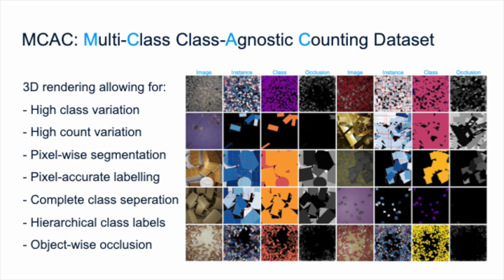To facilitate work into multi-class class-agnostic counting, we introduce MCAC. MCAC has multiple objects of multiple types per image while maintaining mutually exclusive data splits. MCAC is synthetic, which allows us to gain accurate pixel-wise annotations, complete class hierarchies, and accurate measures of occlusion, so it's possible to tune exactly when an object is worth counting.